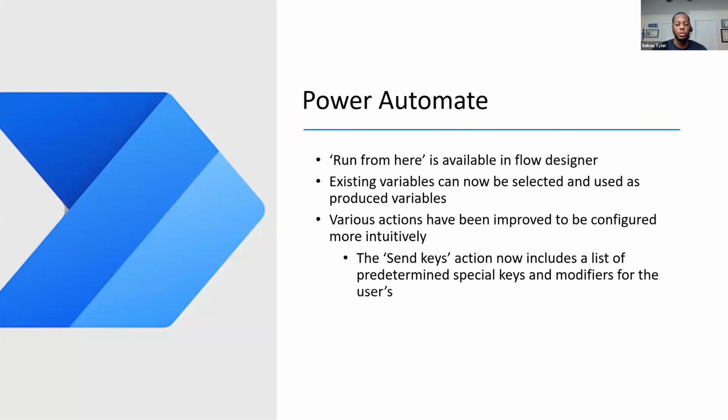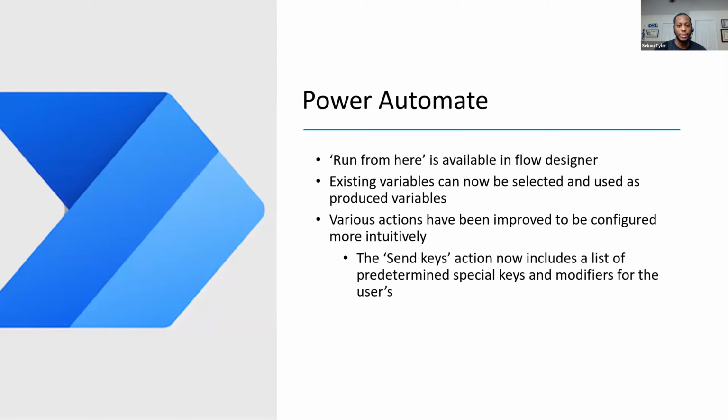And then Power Automate. So people that are using Power Automate, there is a run from here available in a flow designer. So as one piece, I think this was a request for people that are using Power Automate. So this has been updated. So now you can actually click the run from here in your flow designer, which could help improve QA or development or what have you. So it's a pretty good feature.